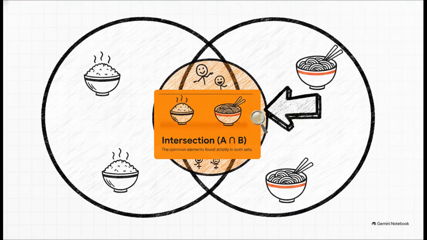Then we've got the intersection of sets. You'll see this shown as an upside-down U symbol. This represents the common elements found strictly in both sets. So the crucial takeaway is that this is the overlapping space, right in the very middle of our circles. This is exactly where those people who liked both rice and noodles from our earlier mystery are hiding out.